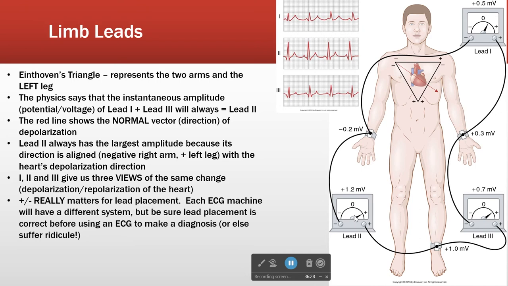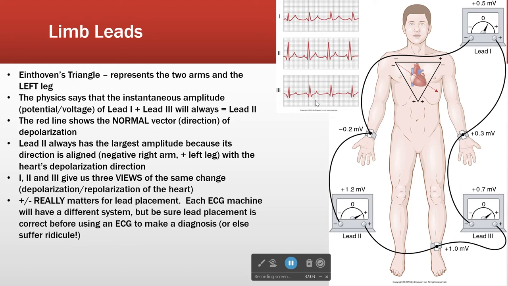Now, if we look at lead two, negative over here, positive over here, we get kind of the same thing. Depolarization is going from left to right, so we see that as positive deflections. And then over here in lead three, now we have the positive here and the negative here, but we still generally have left to right direction, so we see this as positive as well. But they don't all three look the same.